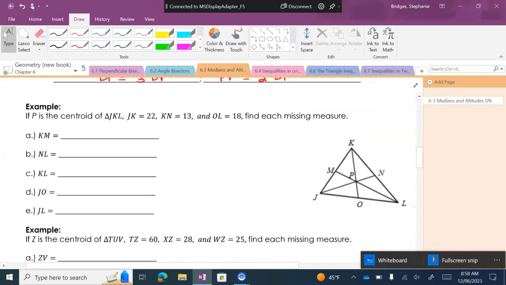So we're going to start with this first picture. Let's label everything it tells me in my picture. It says P is the centroid of triangle JKL. Label JK. What does it tell you the length of JK is? Put that in your picture. 22. JK is the entire side of that triangle. That's 22. What's the next thing it tells me? KN is 13. And then it tells me OL is 18.